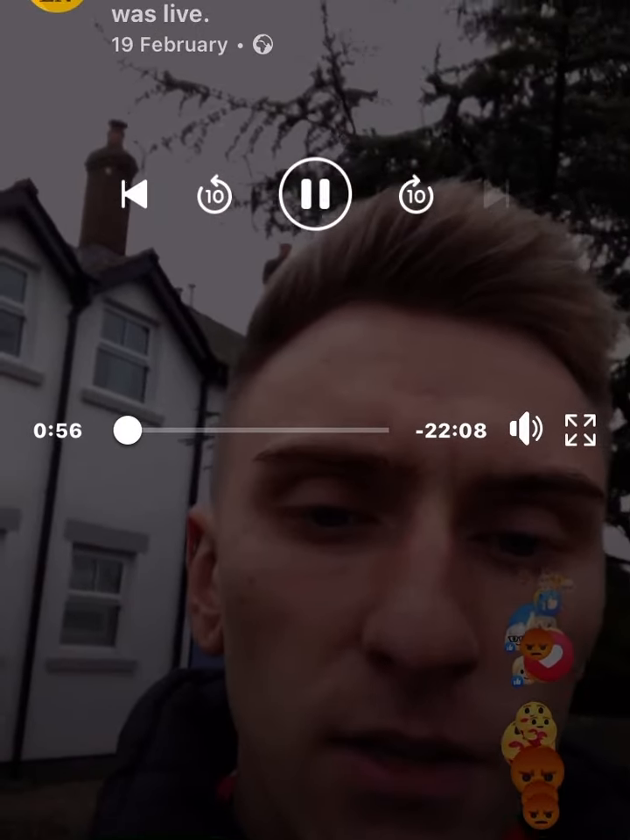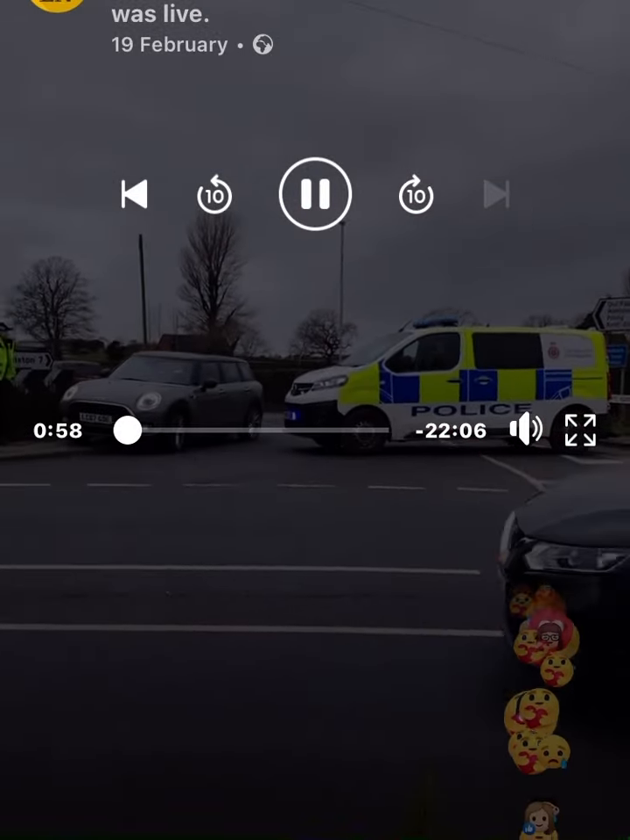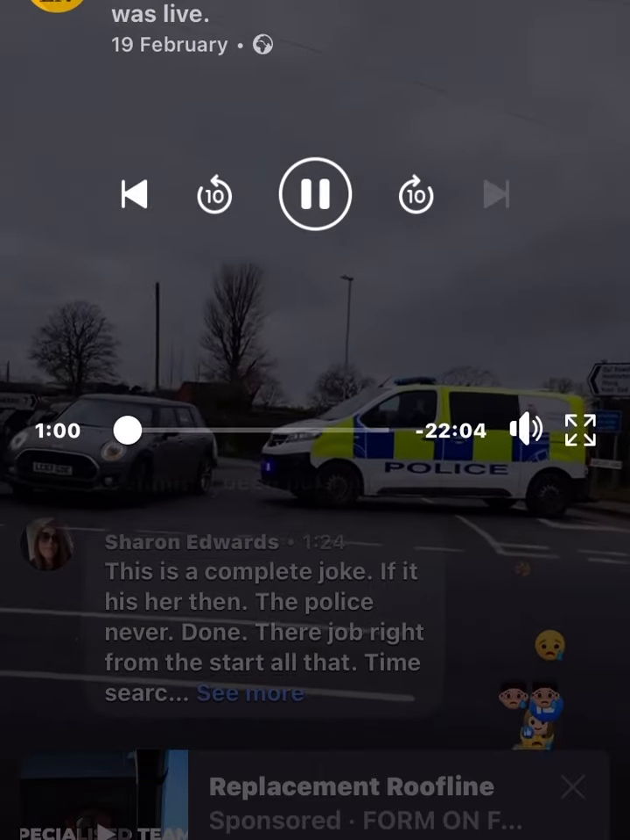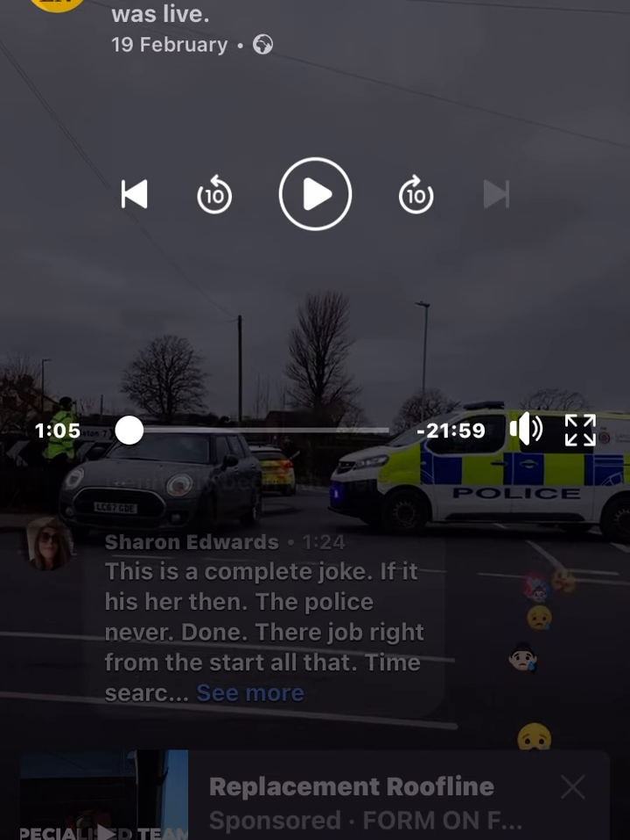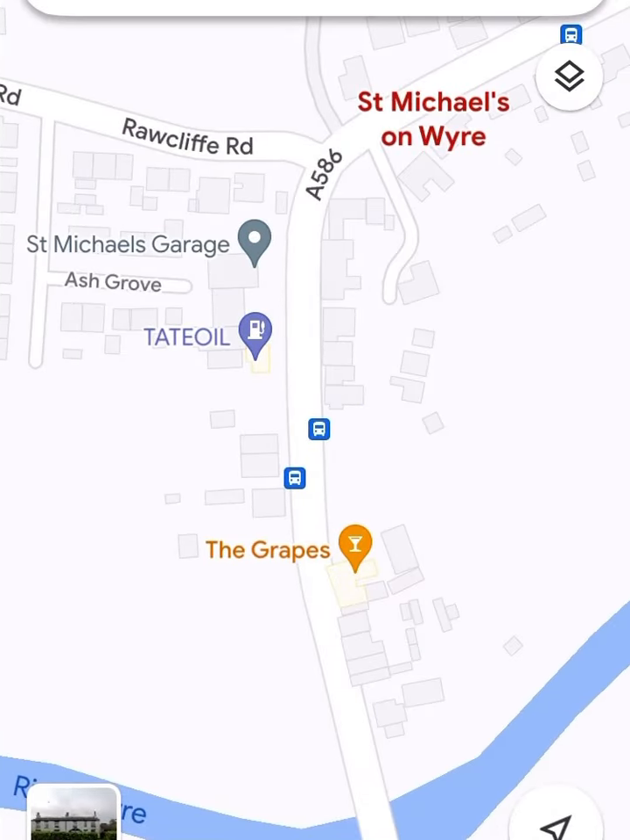Good afternoon everyone that's just joining. James Holt here from the Manchester Evening News, just here in St Michael's on Wire this afternoon, where there's a significant police presence and multiple roads closed in the area, close by to where missing mum Nicola Bully was last seen. So I'm just going to turn the camera around. So I'm here on Blackpool Lane, and that's the junction there with Rawcliffe Road. So as you can see, there's a couple of police vehicles. So you can see at the top of the screen, the turning to Rawcliffe Road.